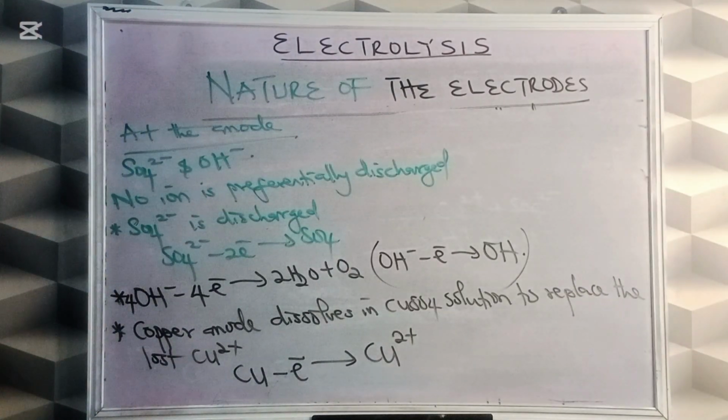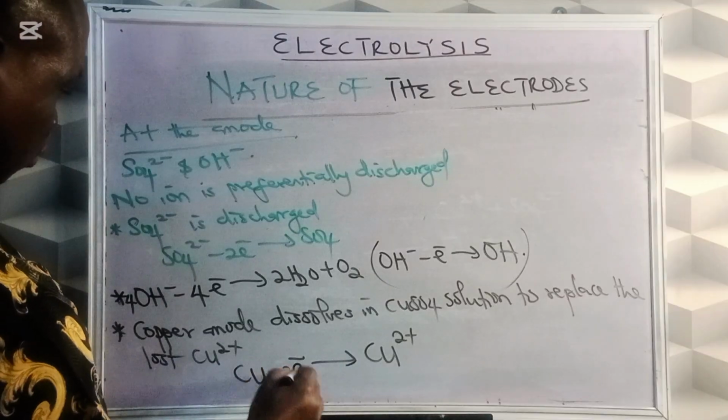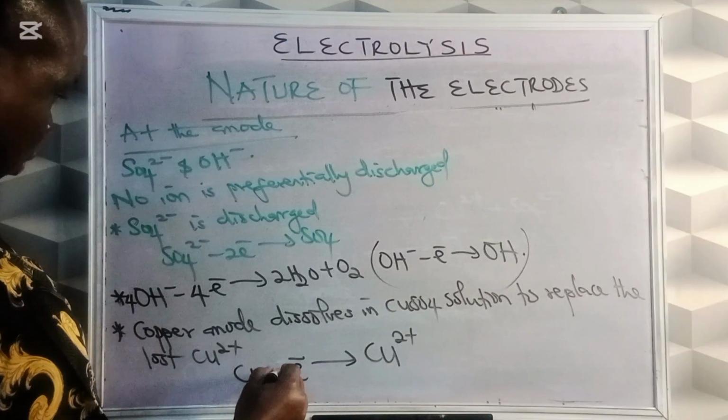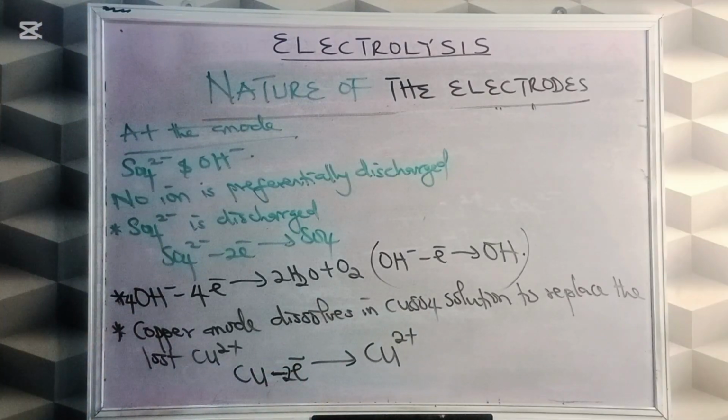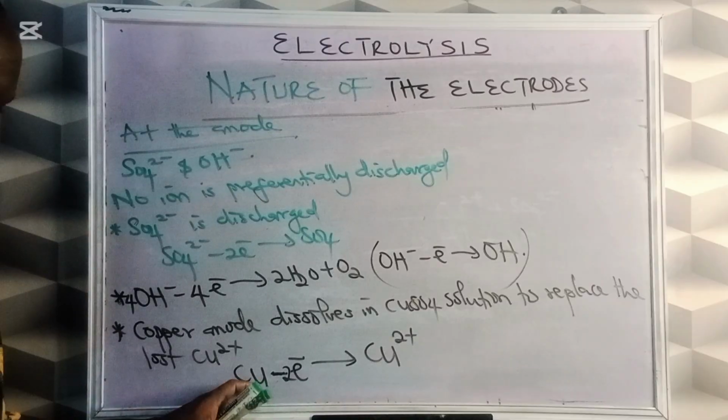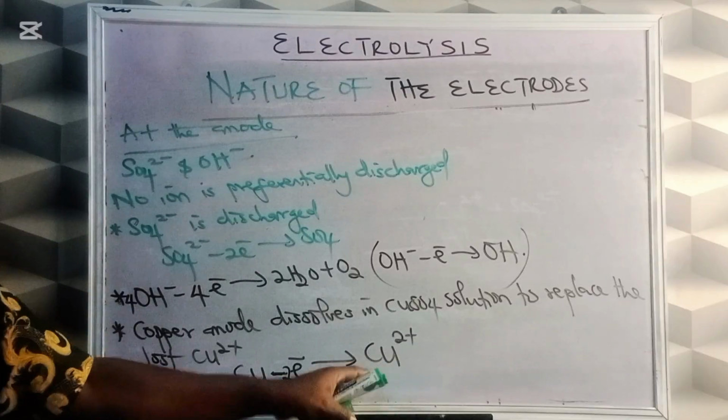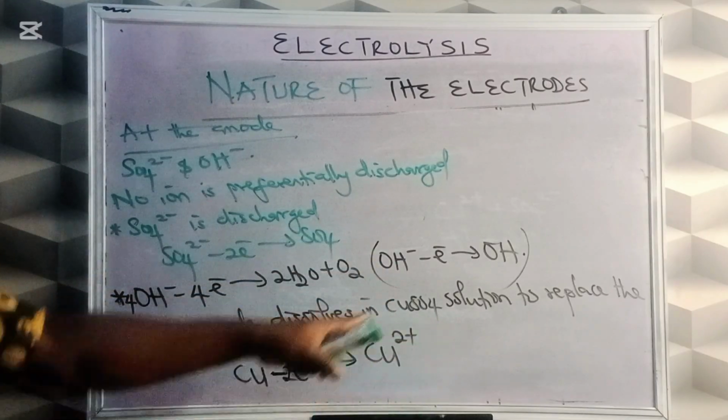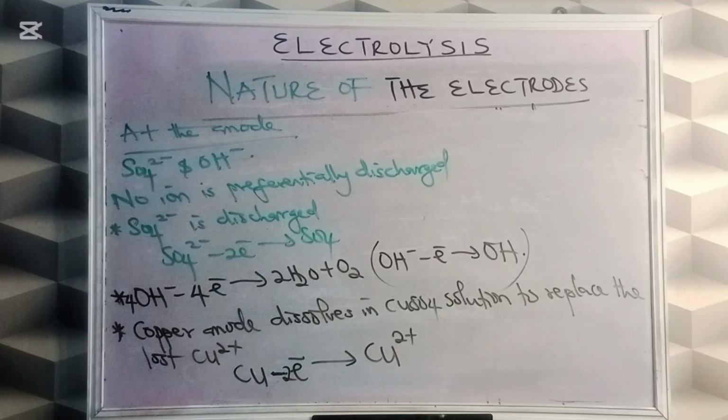So this is what is likely to happen. We have 2. Copper will lose electron, will dissolve to form copper 2 ion. This one will go into the solution to replace the lost one. These are the 3 things that are likely to happen.